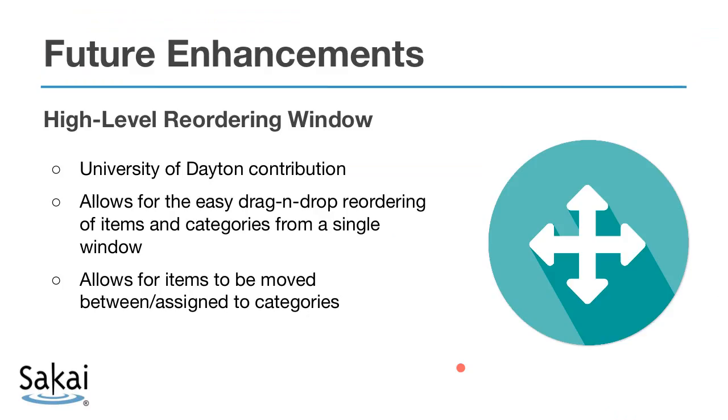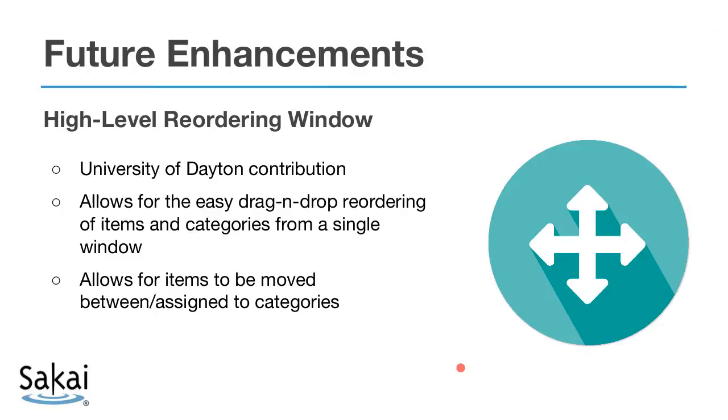So one other feature that I'd like to highlight here, I'd like to give a big shout out to David Bauer and the University of Dayton, who are developing a really useful contribution to the Gradebook, which is a high-level reordering of Gradebook items and categories from a single simple window. While the Gradebook currently supports the reordering of items within the spreadsheet view via drag and drop of columns, there currently isn't a way to easily reorder large numbers of items or drag items between different categories. So this new reordering window is going to provide a supplemental top-level view of the Gradebook, and you can then see and reorder entire categories and individual items at once.